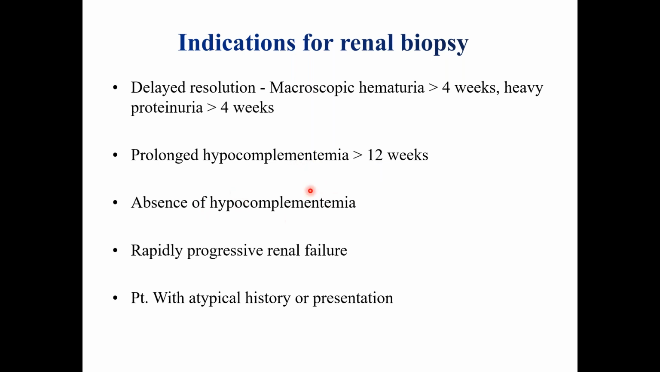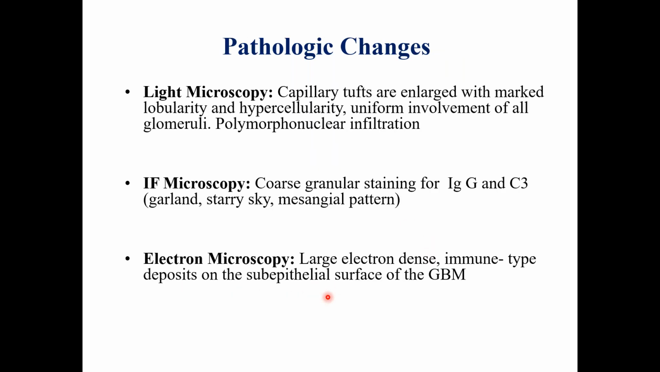And if there is absence of hypocomplementemia, so all patients of PSGN will have reduced complement levels. If at the initial presentation complement levels are normal, this could be something else like IgA nephropathy, etc. So these patients would also require a biopsy. And as I told you, rapidly progressive renal failure, where you may find crescentic glomerulonephritis on biopsy. So these are the patients who will require very intense immunosuppression. Therefore, they need to be biopsied, or if the patient has an atypical presentation.